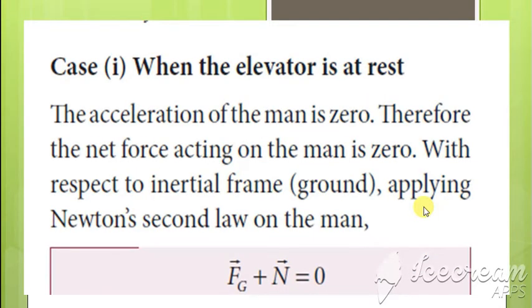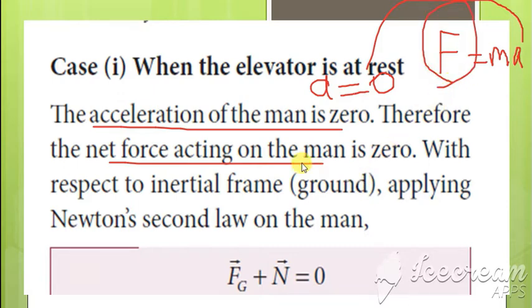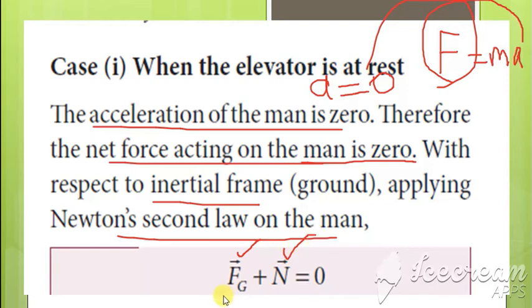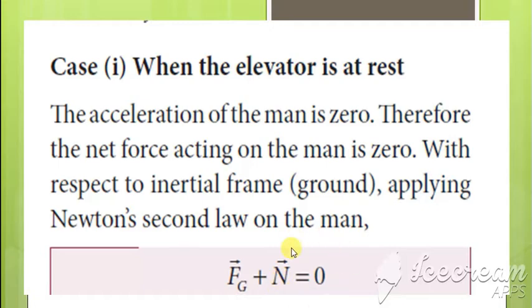Clear? So the first condition is when the elevator is at rest. When the elevator is at rest, the acceleration of the man is zero. When the acceleration is zero, what happens to the force? The formula is F = ma, from Newton's second law. So substituting a = 0, F becomes 0. So the net force is 0. Hence, with respect to the inertial frame, by the second law of motion, Fg + N = 0. Here Fg is the gravitational force and N is the normal force. If we add these two, we get 0. So when the elevator is at rest, the total force is 0.